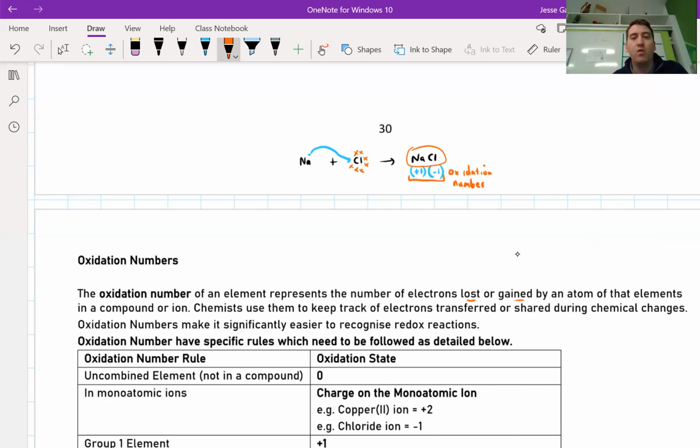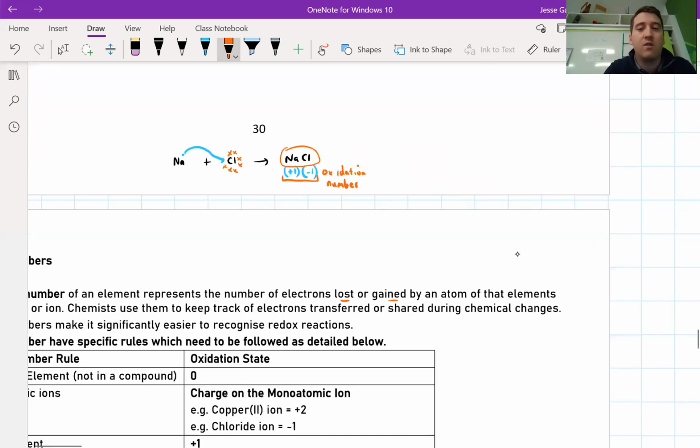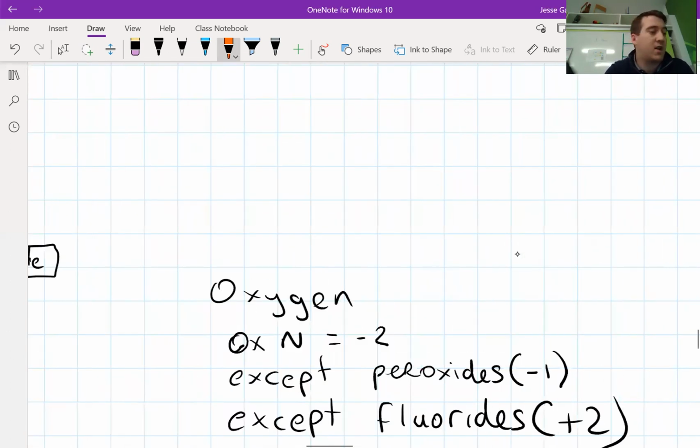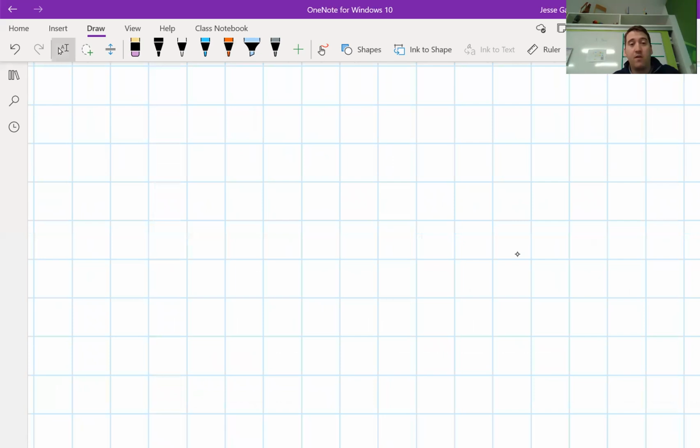There are a number of rules which help us figure out oxidation numbers, but I also want you to think in terms of common sense. It's not just about learning a set of rules. That can be handy as a backup, but I also want you to be able to think about what's going on, so that we can figure out whether something is losing or gaining electrons and what type of oxidation number it's going to have. First of all, let's look at things like this.